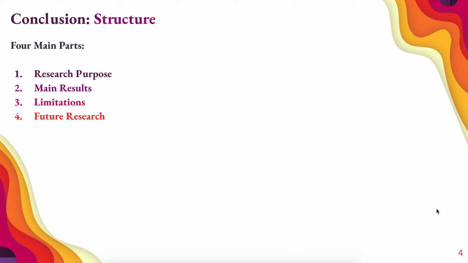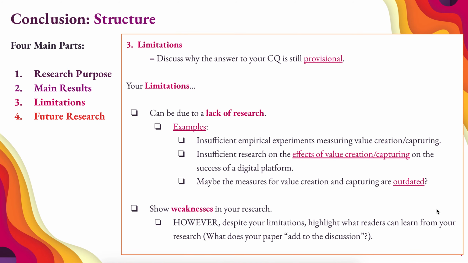And a nice thing about your limitations is where you can discuss why the answer to your central question is still provisional. What I mean by provisional is that even though you have this answer now, it has the potential to change later. In terms of your limitations, you can have limitations of your paper for a lot of reasons. One reason that you could potentially go off of is just a lack of research that you were able to find to help with your paper.